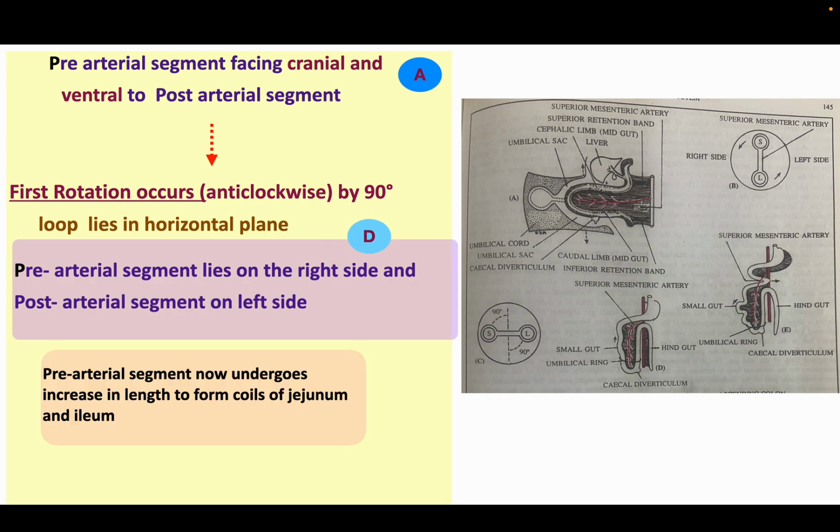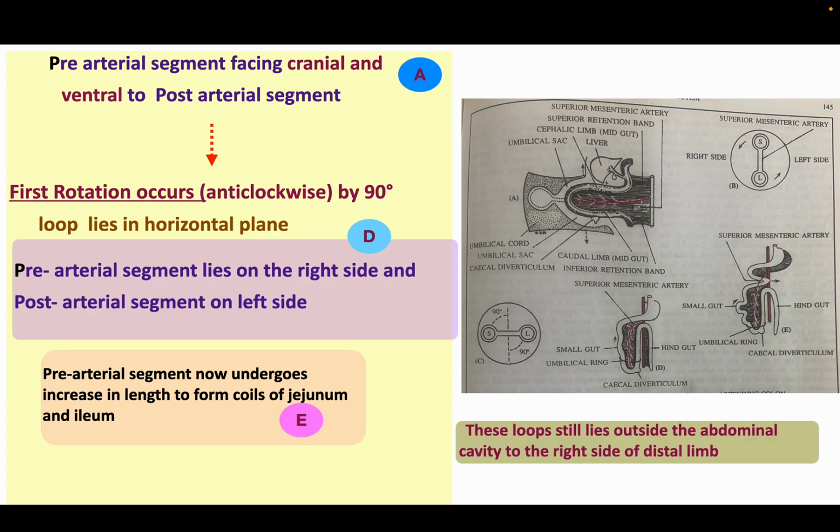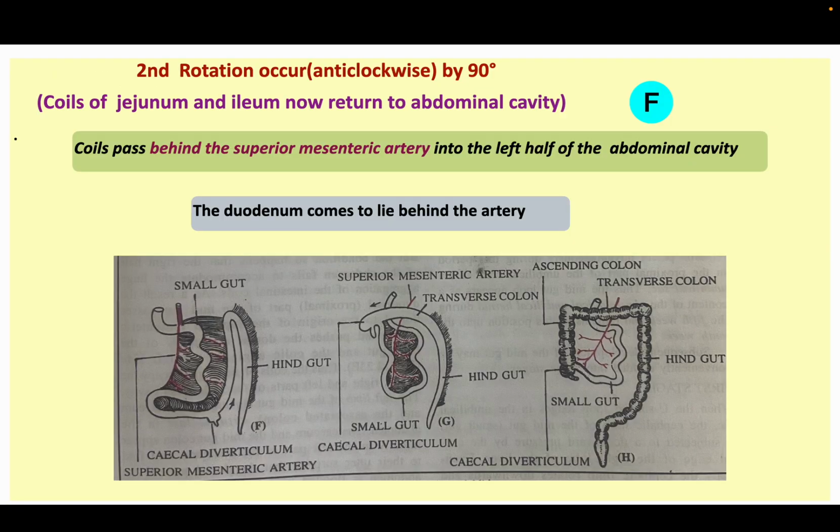Then the prearterial segment undergoes an increase in length. You can see on the right side it forms the coils of jejunum and ileum. Then these loops still lie outside the abdominal cavity to the right of the distal limb. So this is the distal limb. These are the coils of the jejunum and ileum which are formed from the prearterial segment of the midgut loop.